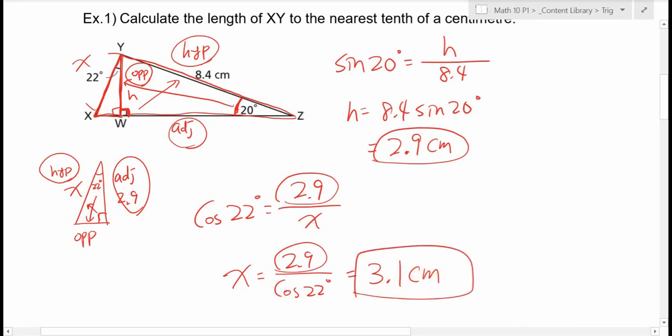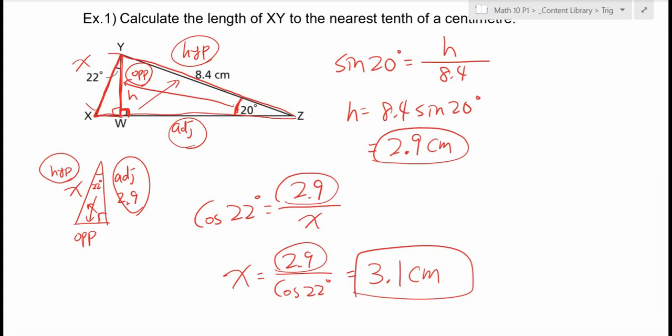If you use 2.9 instead of using the actual answer on the screen, you actually end up with 3, or actually in this case it doesn't change anything, it's still 3.1. But the second decimal place is actually different, okay? So make sure you use the answer on the calculator.